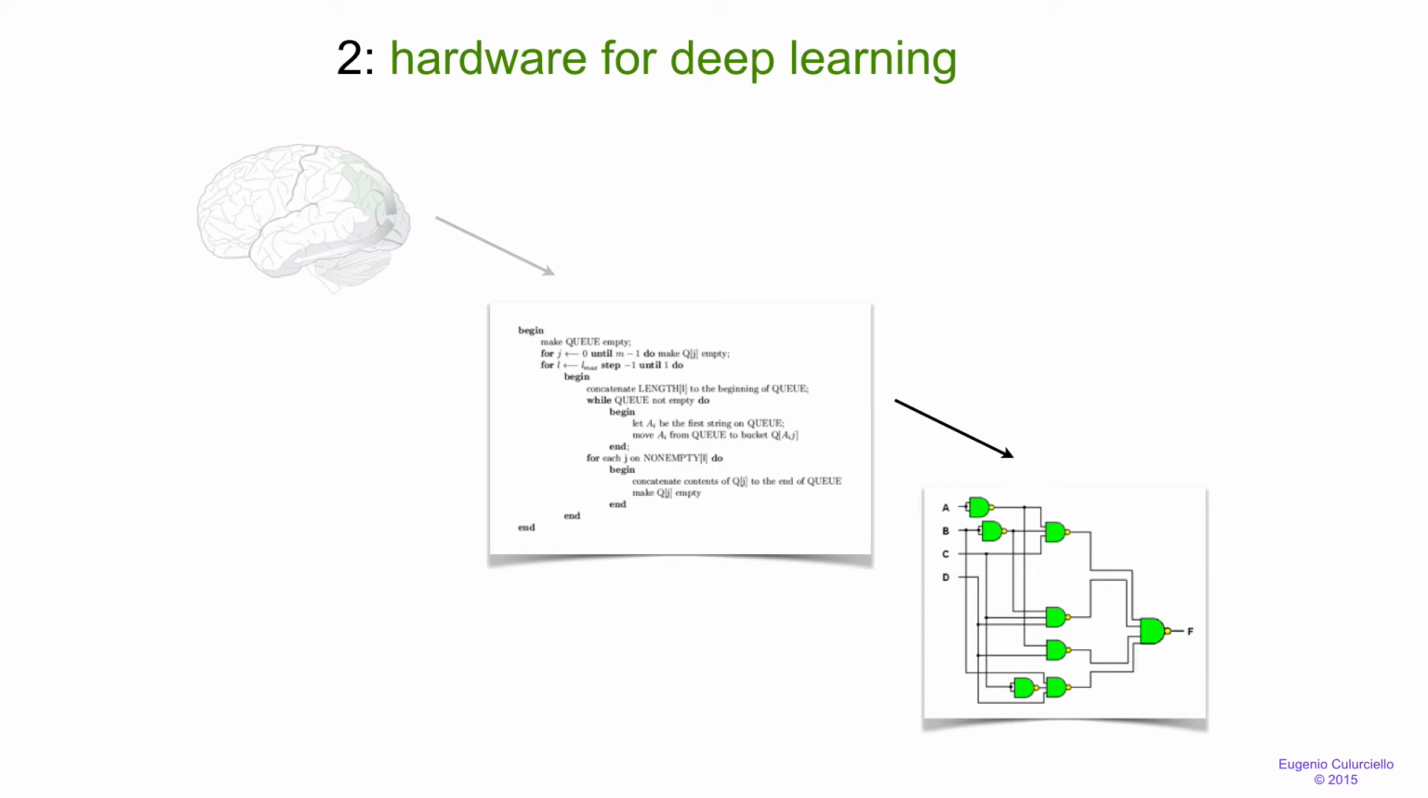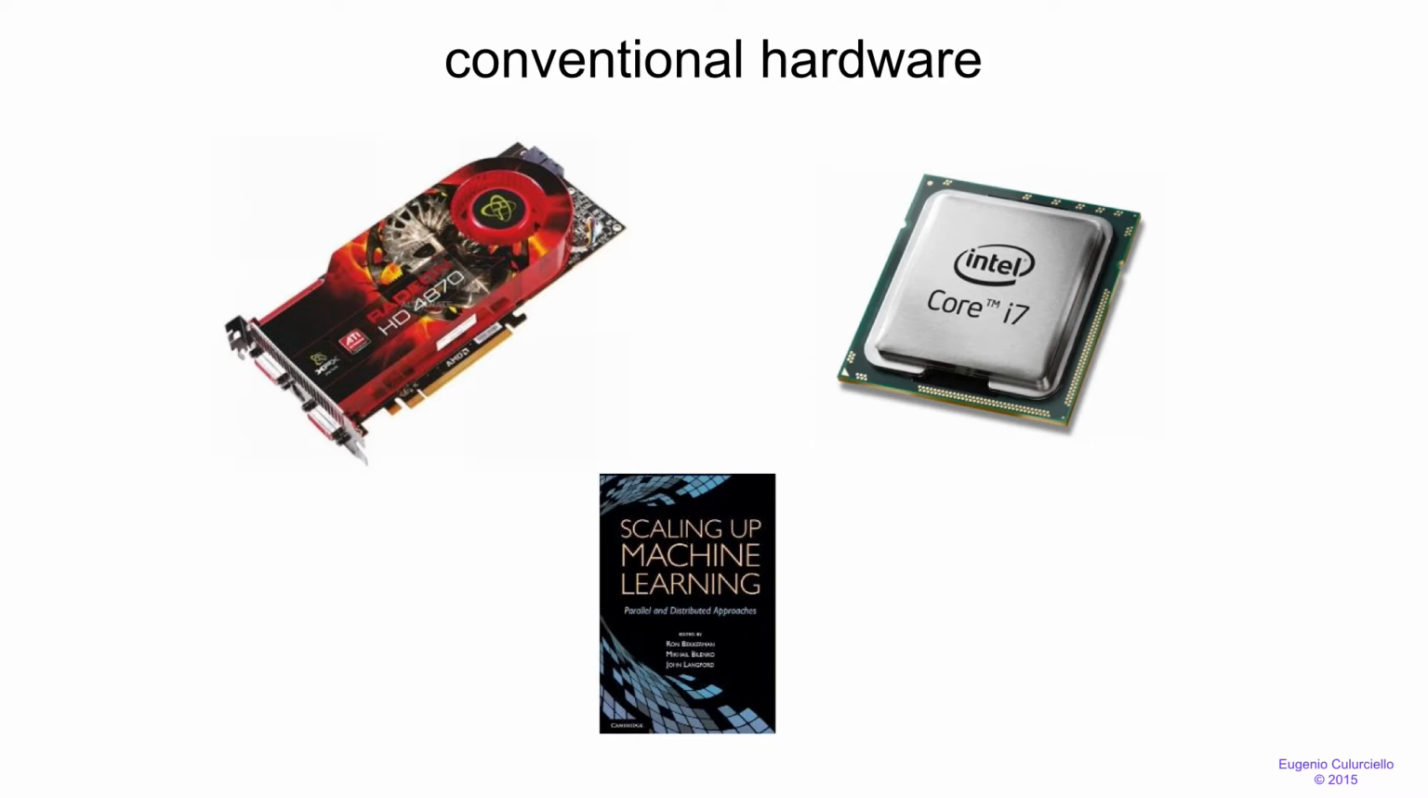So a lot of the work that we've been doing in the past, besides algorithms, is hardware for deep learning. If you want to run these algorithms on a server, basically you have two options these days. You either run them on your CPU or you run them on some kind of GPU. And these days it's more and more GPUs.